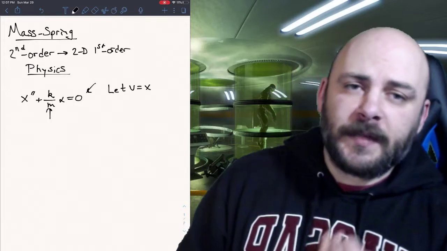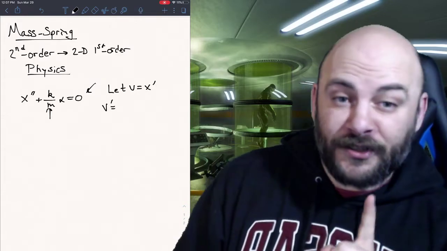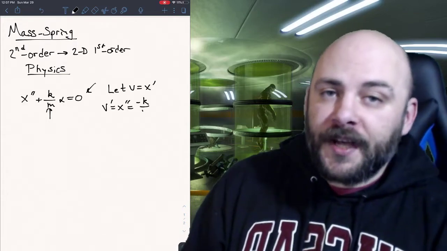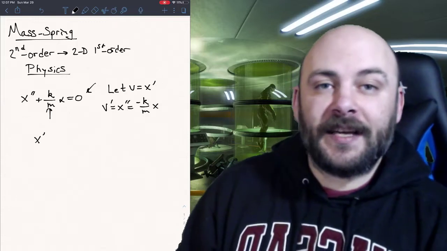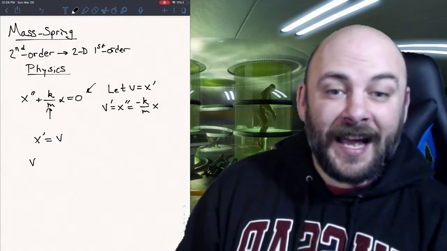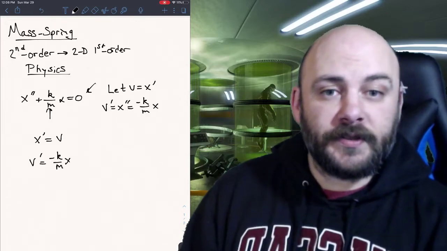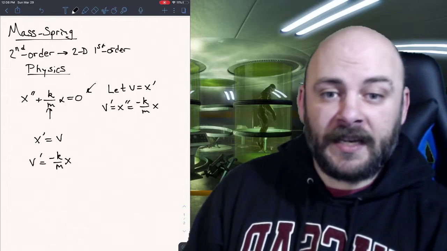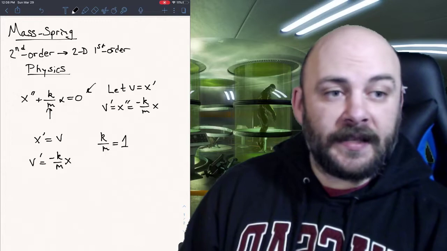To make some of our math a little easier, we are going to make a couple of simplifications, but to start off with, let's say v, which is the velocity of the object, equals x prime. Then v prime is x double prime, which is the same as negative k over m x. And so we wind up with this rather nice looking first order system. As opposed to a second order differential equation, we've just got x prime equals v and v prime equals negative k over m x.